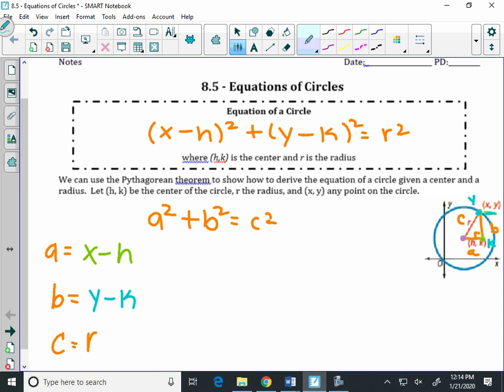Now we know what an expression for our A is. Now we know the expression for our B. So now we can plug those into the Pythagorean theorem. Our A was x minus h, so it's (x minus h) squared, plus our B is (y minus k) squared. And our r, when we plug it in for C, is r squared. And that's where the equation of a circle comes from.